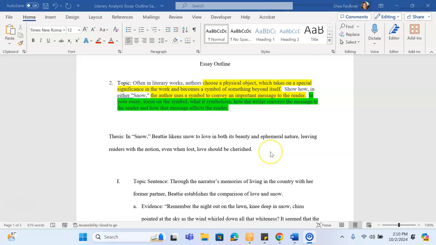So here, I have my thesis, and we can see a clear connection to the prompt. I'm analyzing a symbol in snow to convey a message, the importance of love. I'm letting you know how she's doing that by setting up snow as a symbol for love through its beauty and ephemeral nature, so that we understand that I'm going to be talking about those things.